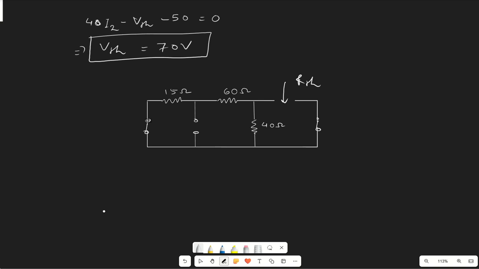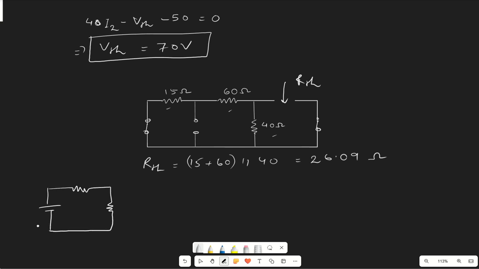Okay, so this is the circuit for RTH. So we have to calculate now. So these two are in series, in parallel with this. So RTH is 15 plus 60 whole parallel to 40. Okay, so this will come out to be 26.09 after calculation. So now we can determine the Thevenin circuit.